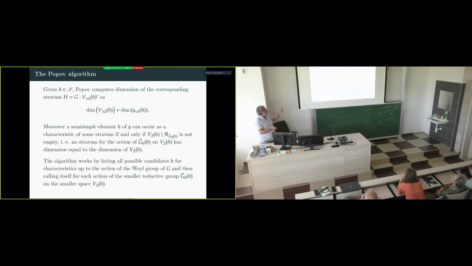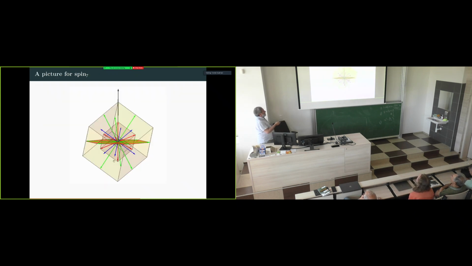Right, so it only remains, all this combinatorial data has to be taken up to the Weyl group action, and the most computationally consuming thing is to find the Weyl orbits of this data together. So very roughly, in the case of spin 7, these green and blue things are the root system B3, and the red ones are weights of the spin representation.